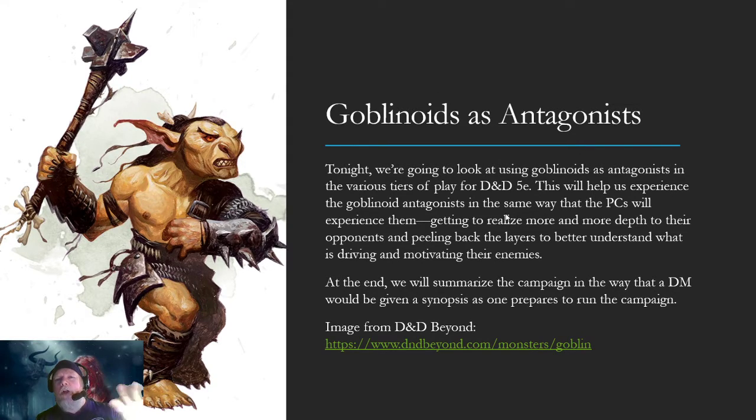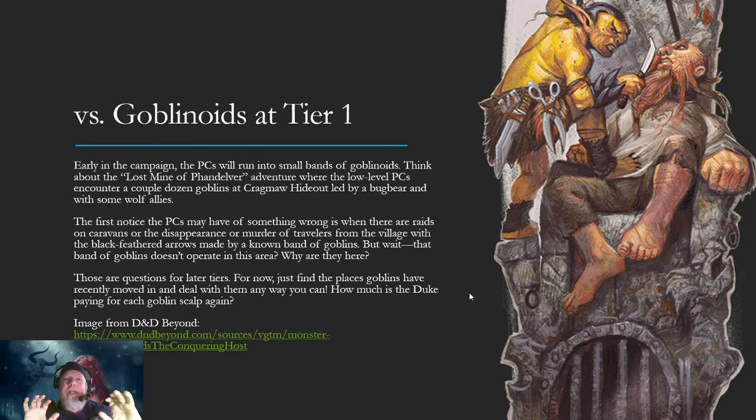All right, so let's start off by looking at Goblinoid antagonists at Tier 1. Your party starts, as is the case in a lot of parties, in the village of Frontier Town. Frontier Town is out on the frontier, the very edges of the known world, where the areas beyond the maps are as much myth and conjecture as they are actual explored space.